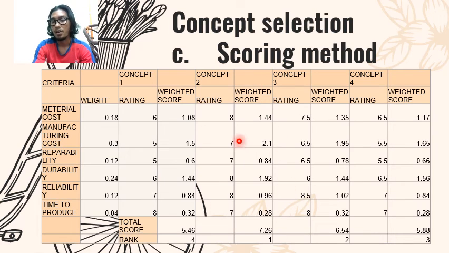As you can see, it gets the highest score of all. The total score is 7.26. It makes it number 1 in the scoring method of our design. You can see the material cost rating is 8, manufacturing cost 7, repairability 7, durability 8, reliability 8, and time to produce is 7.